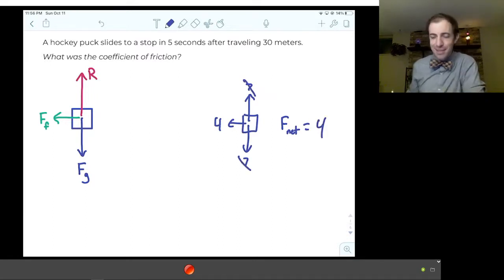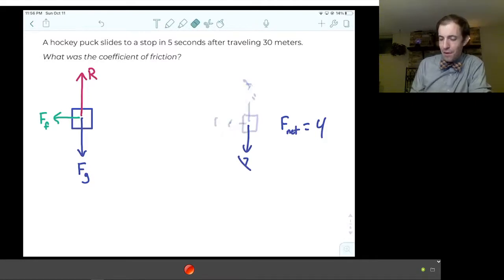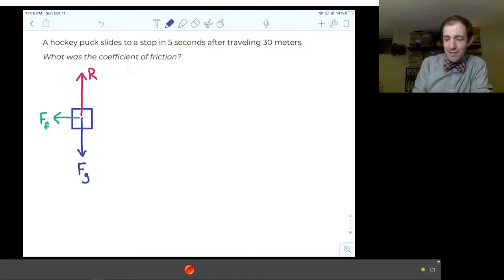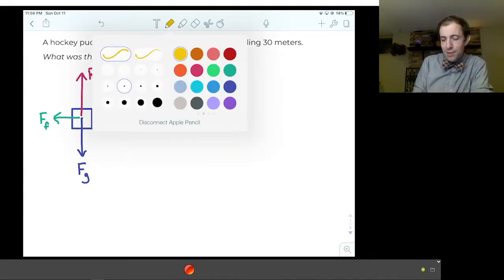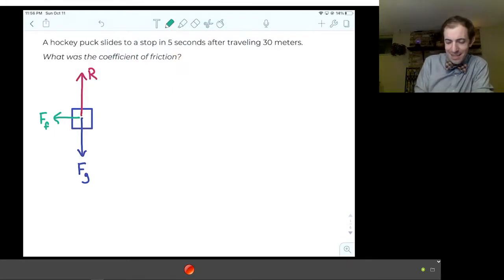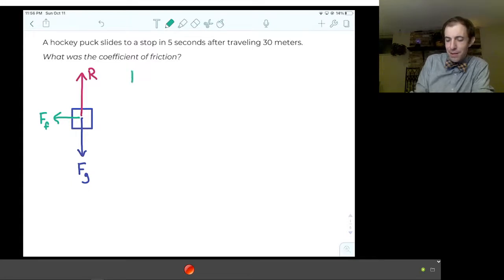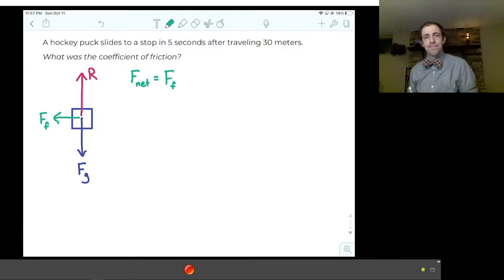Now, the same thing is true here over on the left. We see that this hockey puck is only moving horizontally. So there is no net force in the vertical direction, which means that R and FG are equal and opposite to each other. They have to cancel each other out. And if they do, the only force that's remaining is this force of friction, just like 4 was the only force remaining in that simple example. So I know that the net force in this case is equal to the force of friction.